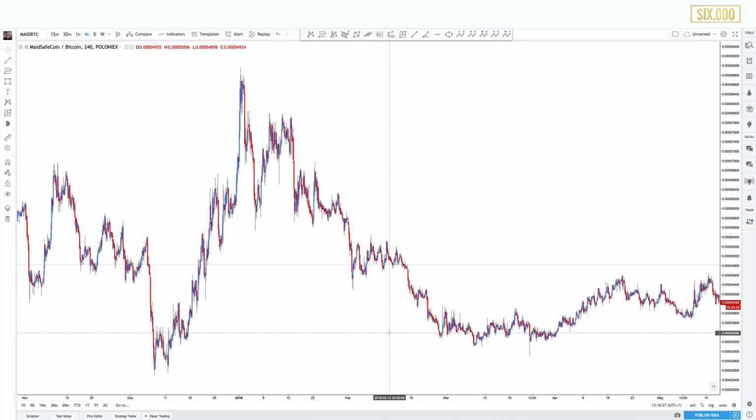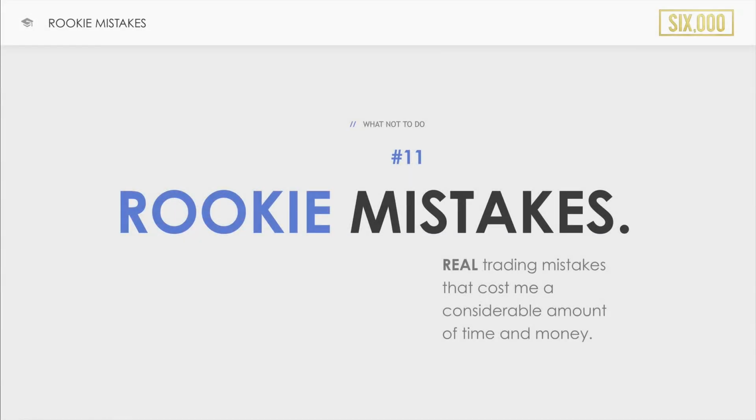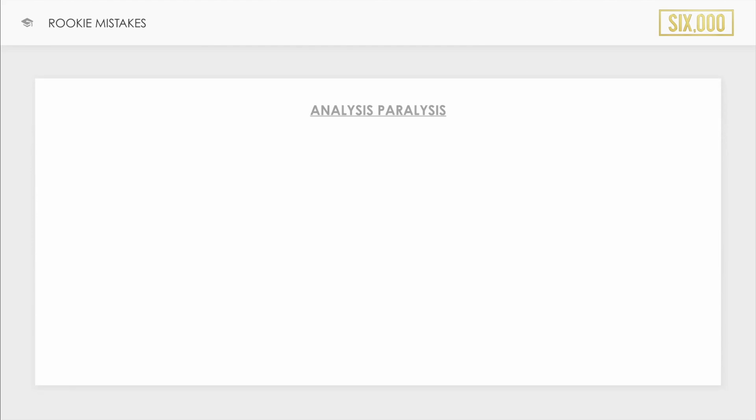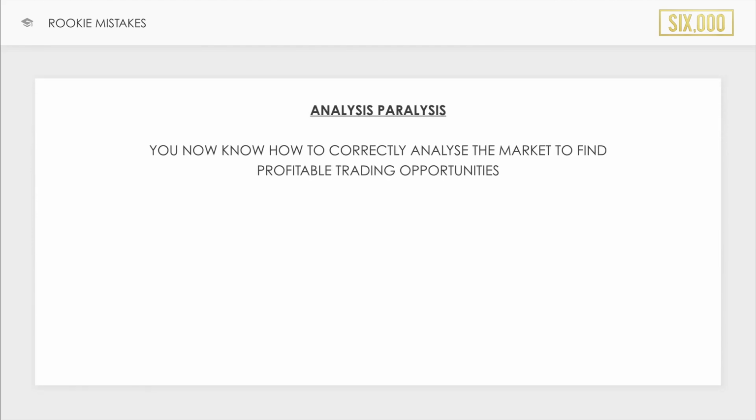We're now looking at rookie mistake number 11. Moving on to our rookie mistake for today, rookie mistake number 11. And this one is analysis paralysis. You guys now know how to correctly analyze the market to find profitable trading opportunities.